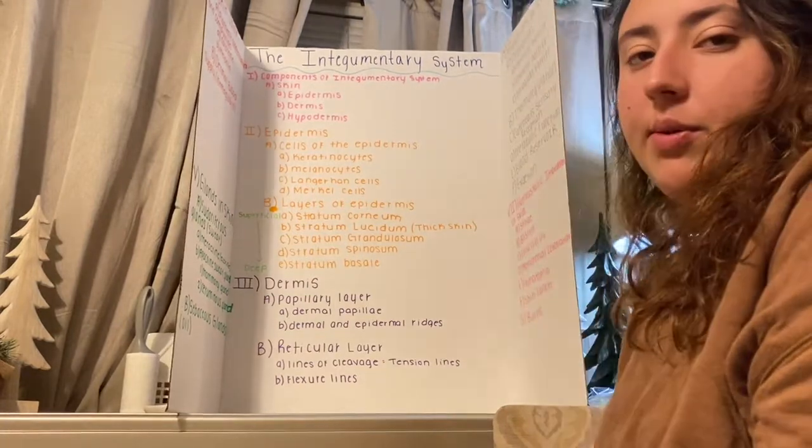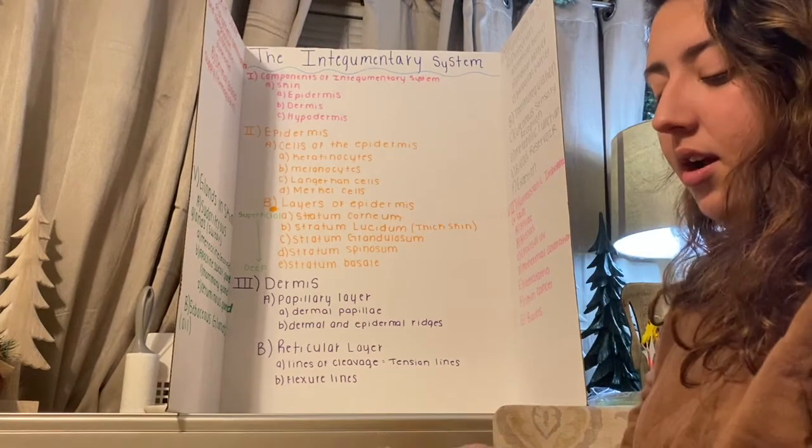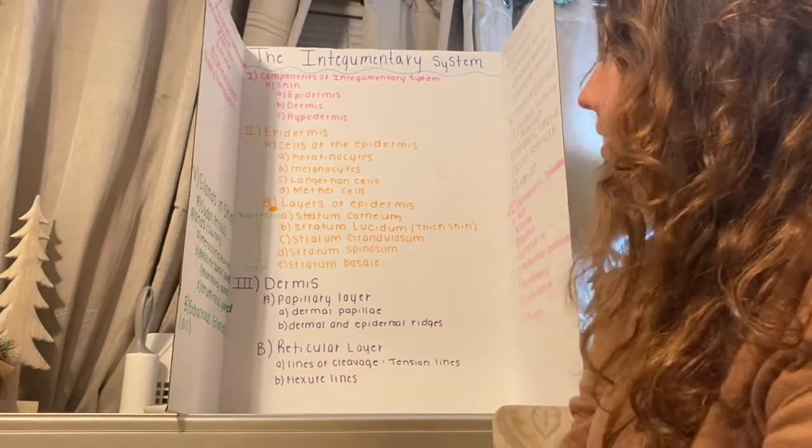With sebaceous glands, which are oil glands, those produce sebum. They keep your skin nice and moist. Sometimes people have more oil than others, but they do keep that skin nice and moist.